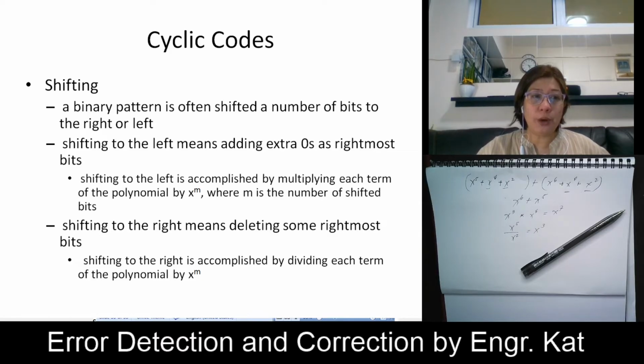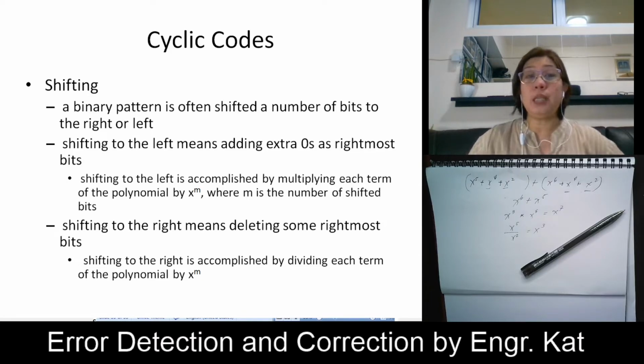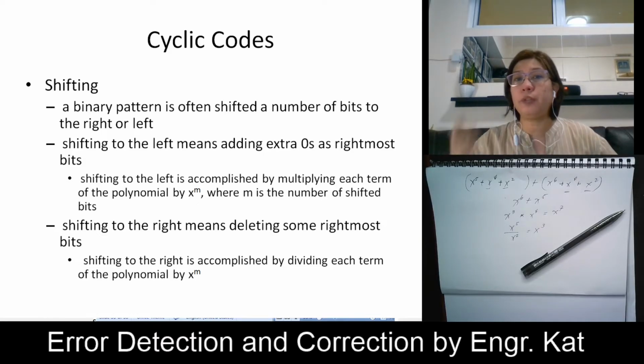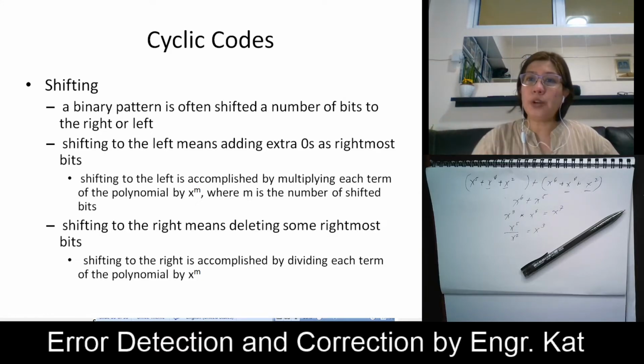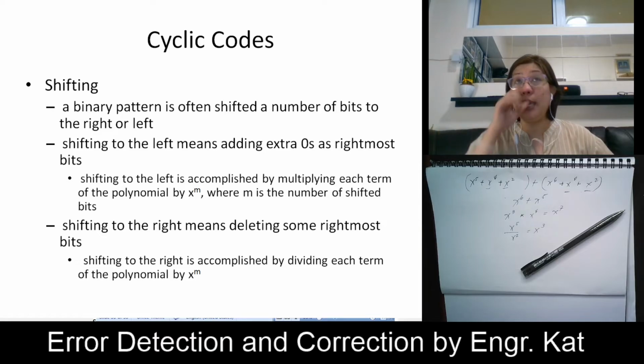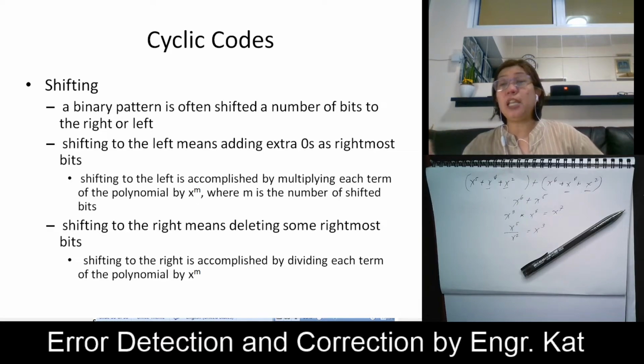So next, we have shifting. What do we mean by shifting? Shifting is when a binary pattern is shifted a number of bits either to the right or to the left. Shifting to the left means adding extra zeros at the rightmost bits.